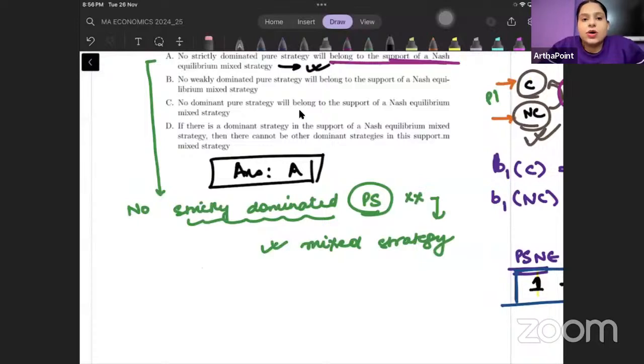Tell me if there is any doubt in this. This is a very good question which is playing around the words. Any doubt?